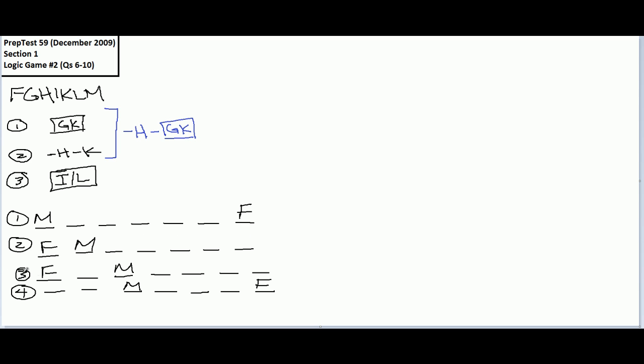But how about in number 3? Well, in number 3, we know that the only places that we can put 2 blocks of 2 is here and here. Which means what? Which means H must be here in our third scenario. I'll actually write that in blue to indicate that it's a deduction that we made.